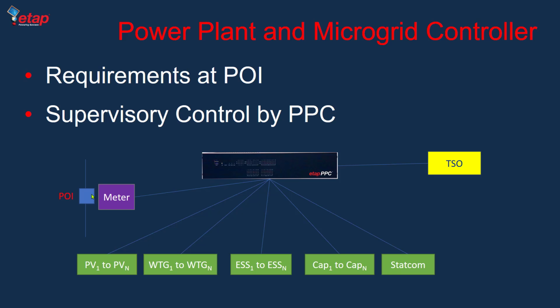Now, what happens here is that we have a bunch of renewables and maybe energy storage and reactive power resources that are all supposed to work together. And in order to coordinate their behavior and meet the requirement at the point of interconnection, there is a controller called the power plant controller. In the case of a microgrid, there's a microgrid controller that handles active and reactive power, and coordinates how much reactive power should come from, let's say, capacitors, STATCOM, battery, or renewables.